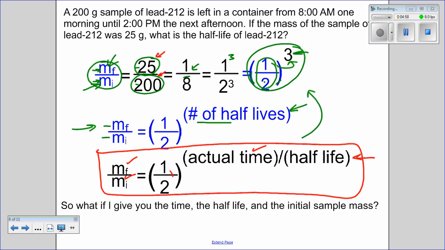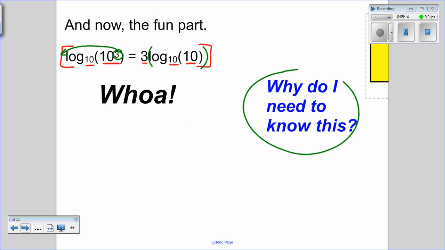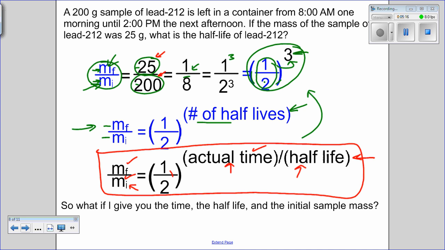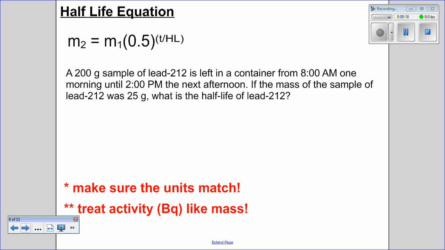So I have the question at the bottom. If I gave you the time, the half-life, and the initial mass, you could probably work out mathematically the way we've done exactly what the final mass is going to be. However, we can do it a little more easily.